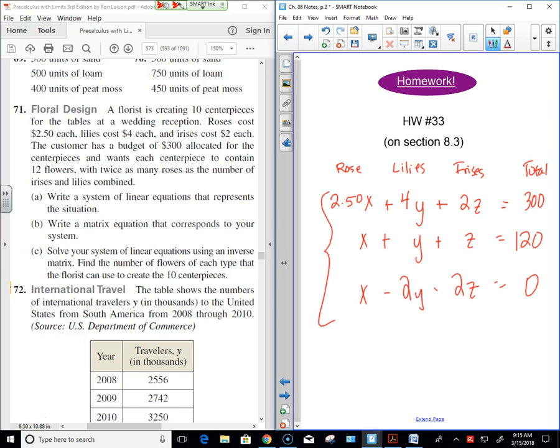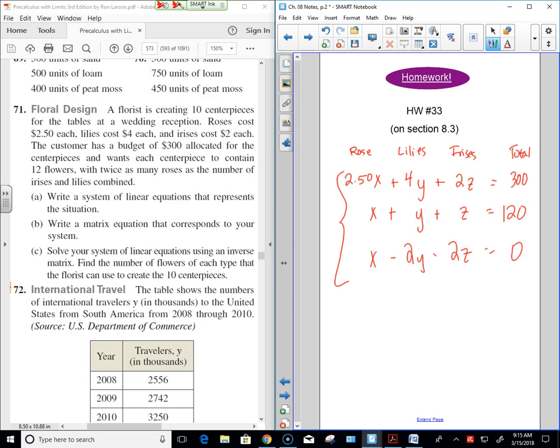Then it says write a matrix equation that corresponds to your system. You guys know how to do that, right? Pull out the coefficients, make a matrix. Then it says to solve your system using an inverse matrix. At this point, kiddos, since this is in the word problem section, this would be a calculator problem. So what you could do is say, how many for my x and my y and my z is going to end up equaling A inverse, which you could do in your calculator, times 300, 120.